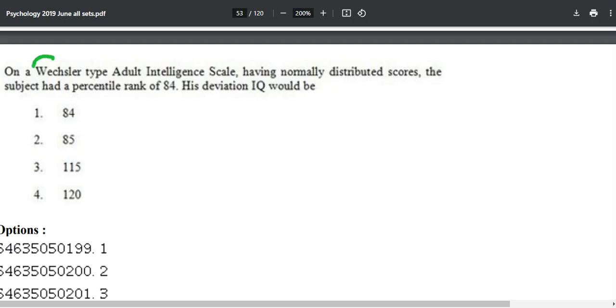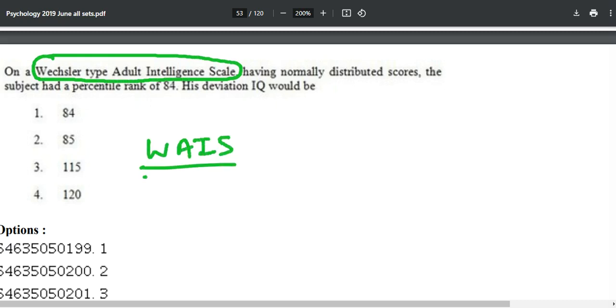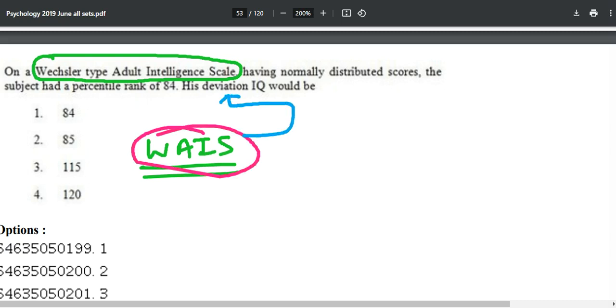So now we have just explored the Wechsler type adult intelligence scale. What is WAIS? WAIS is something used to measure intelligence for adults, and it uses the concept of deviation IQ.